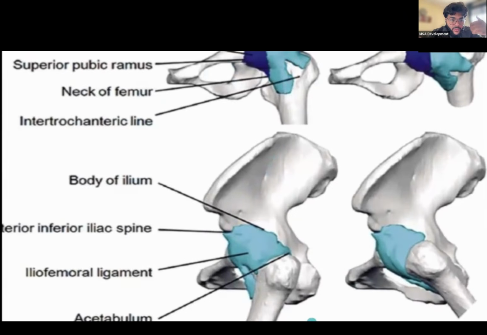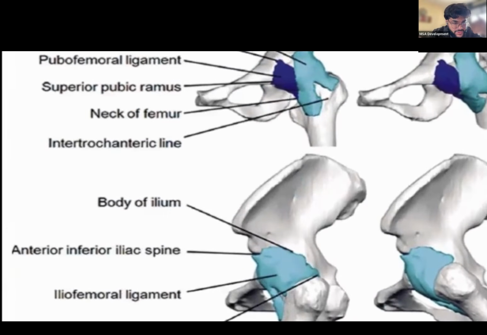Then we have the ischiofemoral ligament right here, connecting the ischium and the femur. It's one of the weaker ligaments and it's found posteriorly and it prevents medial rotation. You can make sense of this because if the femur was to rotate medially, this ligament will be stretched and will prevent the excessive medial rotation of the hip.